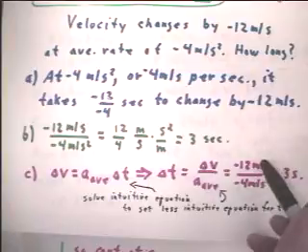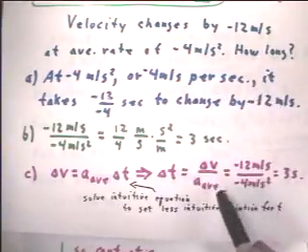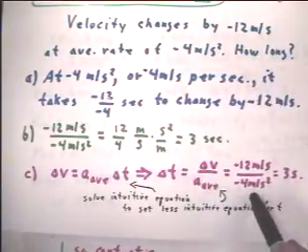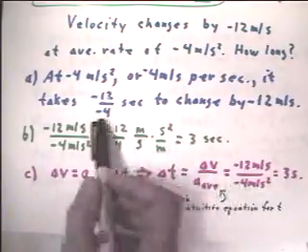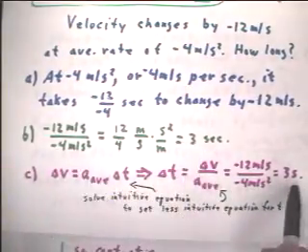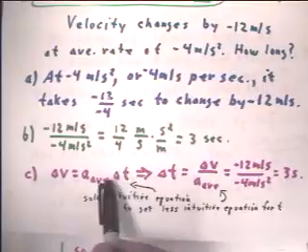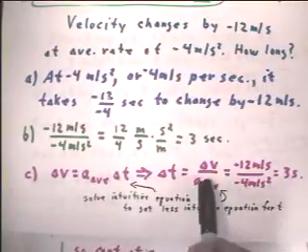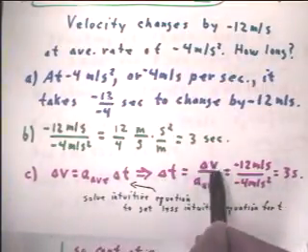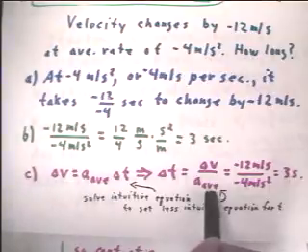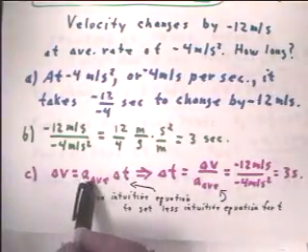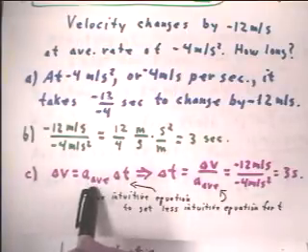Well, our delta v is negative 12 meters per second, as stated. Our A average is negative 4 meters per second squared, and as we saw here, the calculation gives us 3 seconds. So we solved an intuitive equation to get a less intuitive equation. This delta t equals delta v over A average isn't real intuitive. Okay? Whereas this one is, if you understand rates.